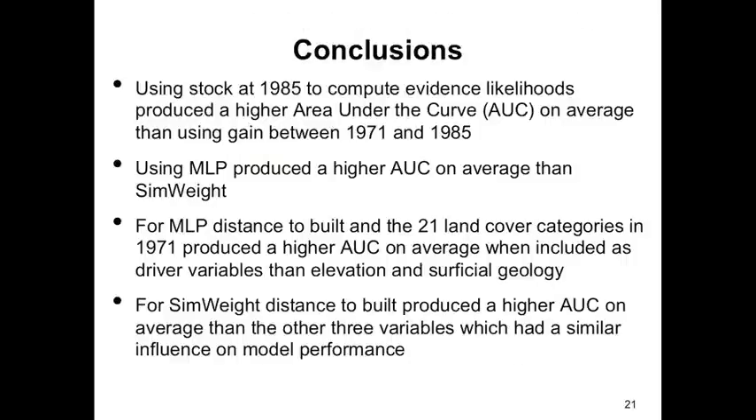In conclusion, we found that using stock in 1985 to compute evidence likelihoods from the categorical variables produced a higher area under the curve on average than using the gain between 1971 and 1985. MLP also performed better than SIMWeight for this case study, as evidenced by the higher AUC scores. For MLP, distance to built in the 21 land cover categories in 1971 were more influential than the other 2 driver variables of elevation and superficial geology. For SIMWeight, only distance to built stood out amongst the driver variables, while the other 3 had a similar range of influence on model performance.